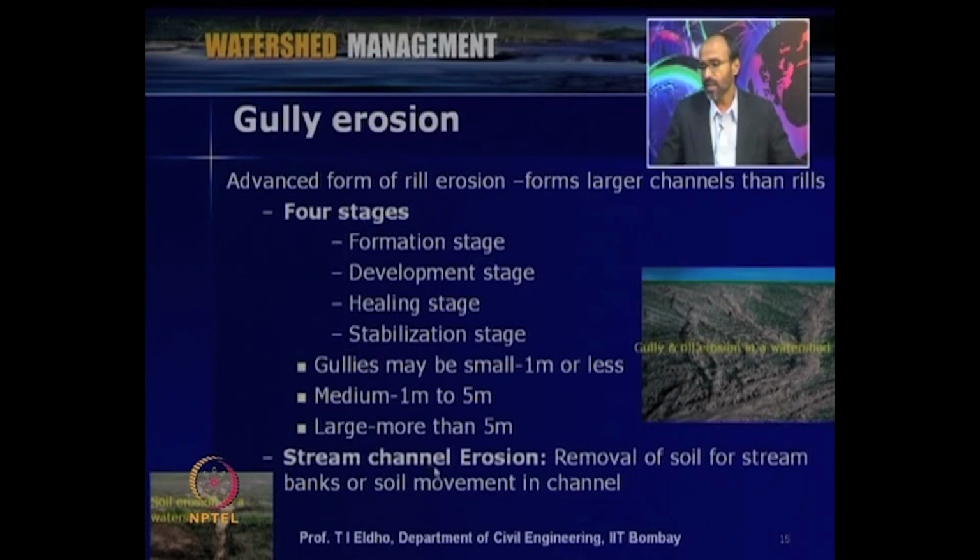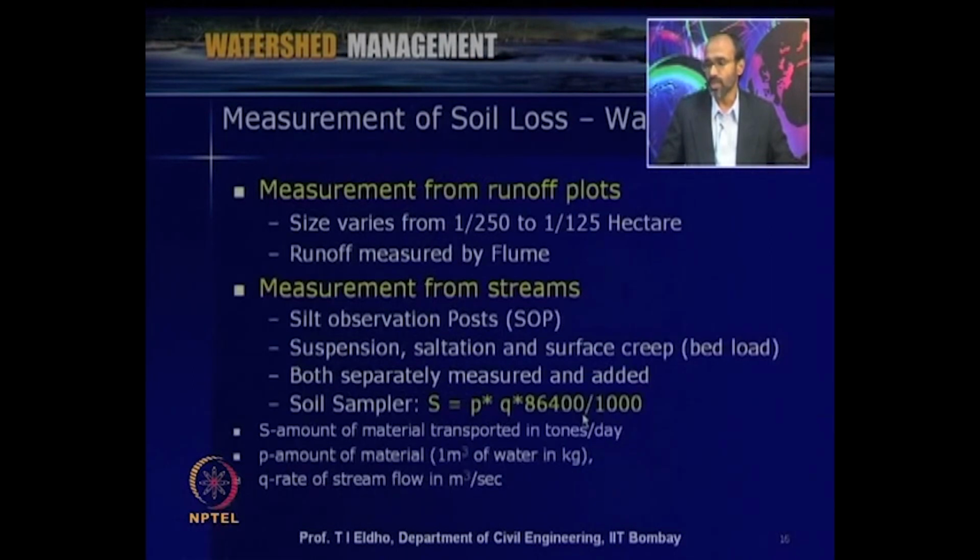So, next one is stream channel erosion. Here, when the rainfall takes place in a watershed, all the water comes to the major stream through small streams. Due to the velocity of this flowing water, erosion will take place. That is so-called stream or channel erosion. This is removal of soil from the stream banks or soil movement in channels. That is what is finally happening, and this stream or channel erosion will be taking these sediments either to reservoirs or to lakes or to the oceans.